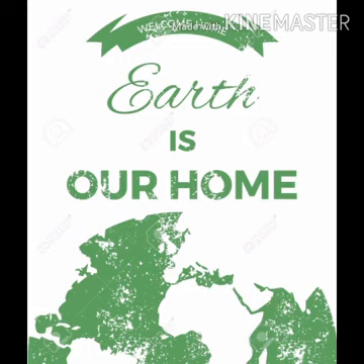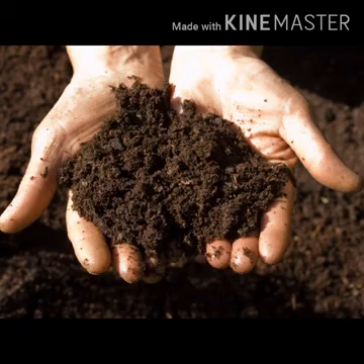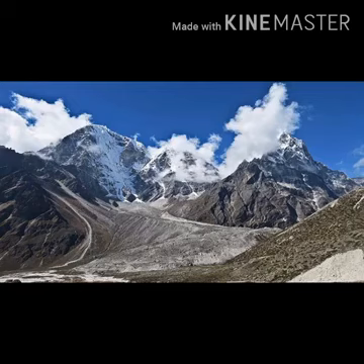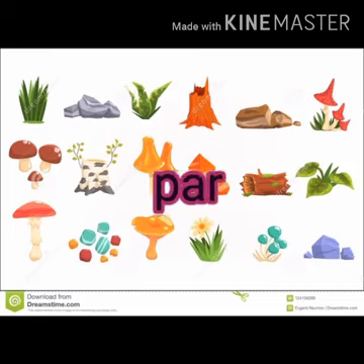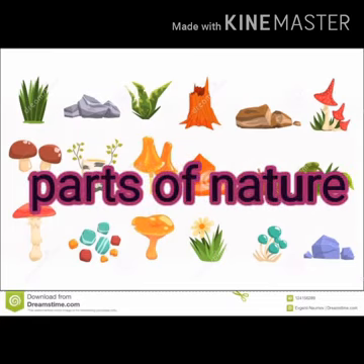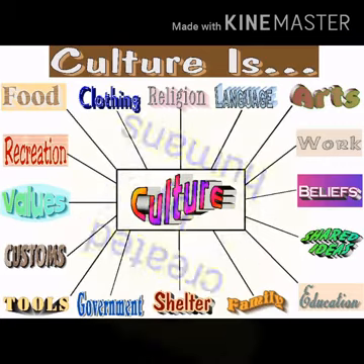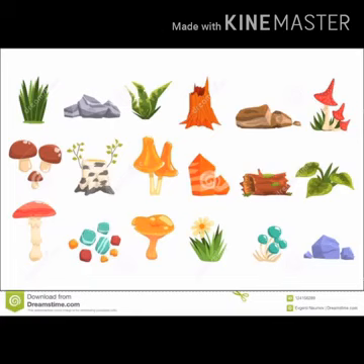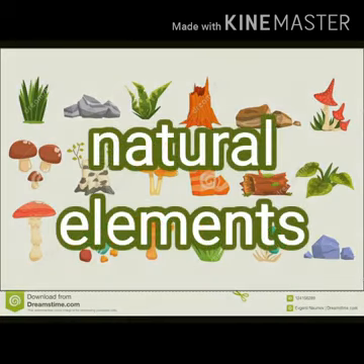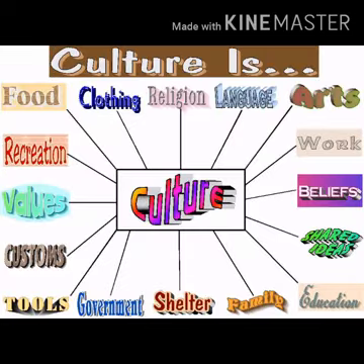Earth is our home. Different types of elements are seen all around here, in which soil, vegetation, mountains, rivers, plains, etc. are found. Some of these are parts of nature, while some have been created by humans in collaboration with nature. These elements of nature are called natural elements, whereas the element created by humans is called human element or cultural element.